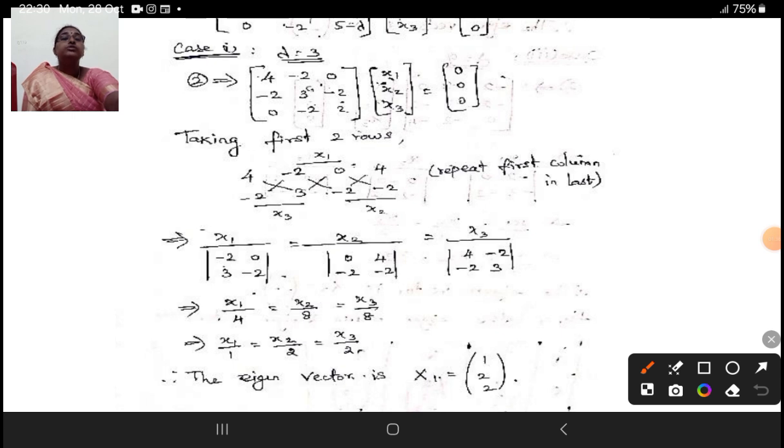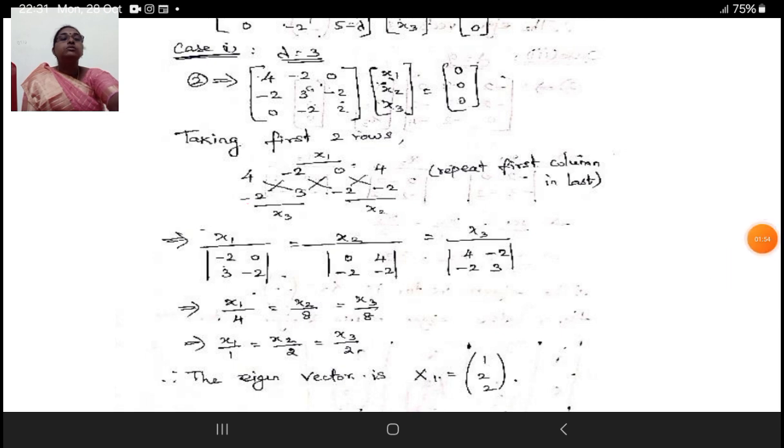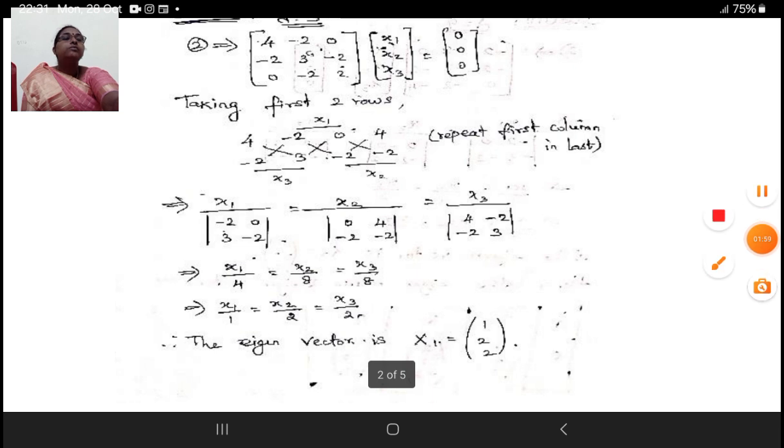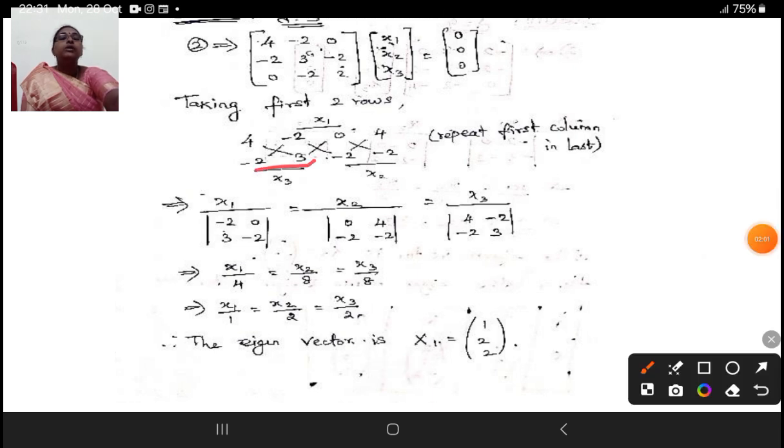Taking any two rows we can choose; I am choosing the first two rows to calculate. Here the coefficients we wrote A, B, C and then again A. The procedure is multiplying these two we get the answer for x1 value, multiplying the next two we get the x2 value, and multiplying the next two we get the x3 value. So this way you can get the values.